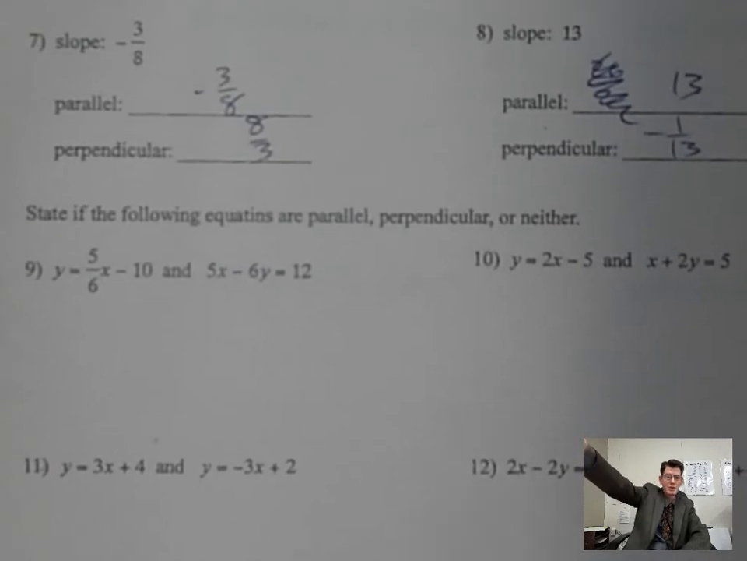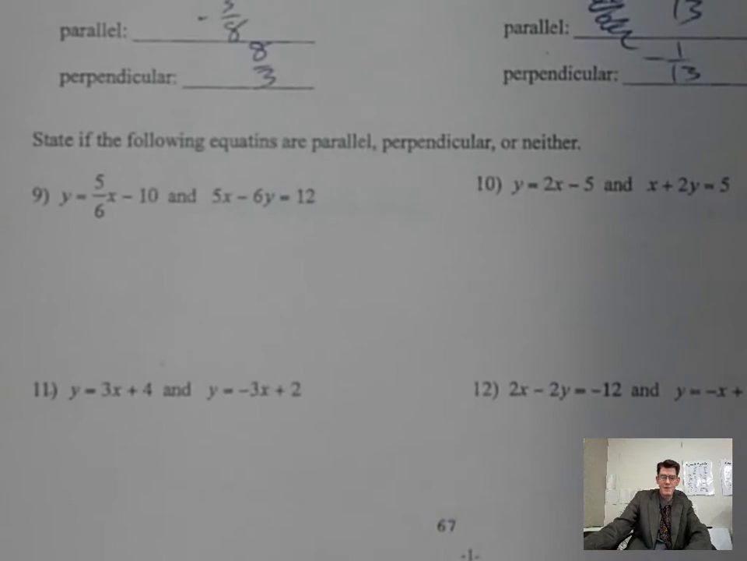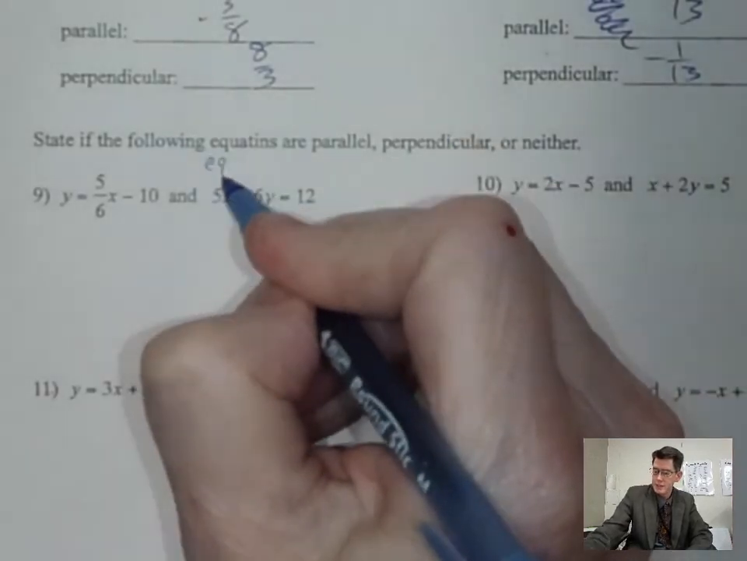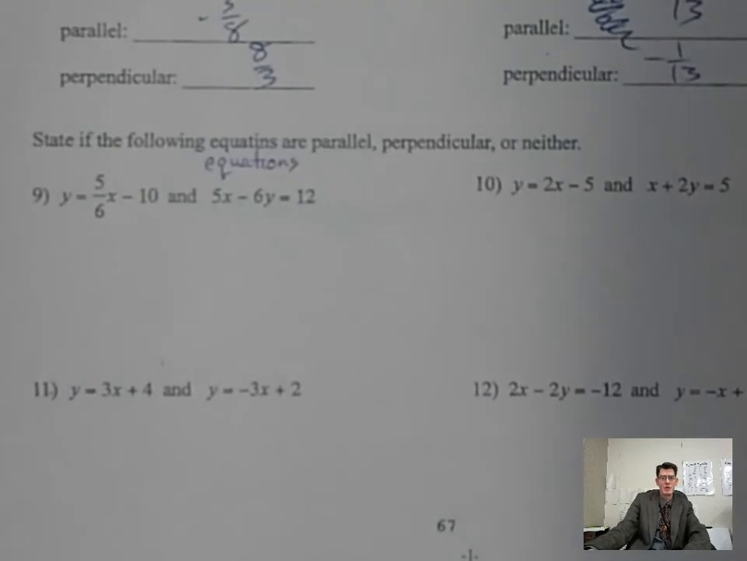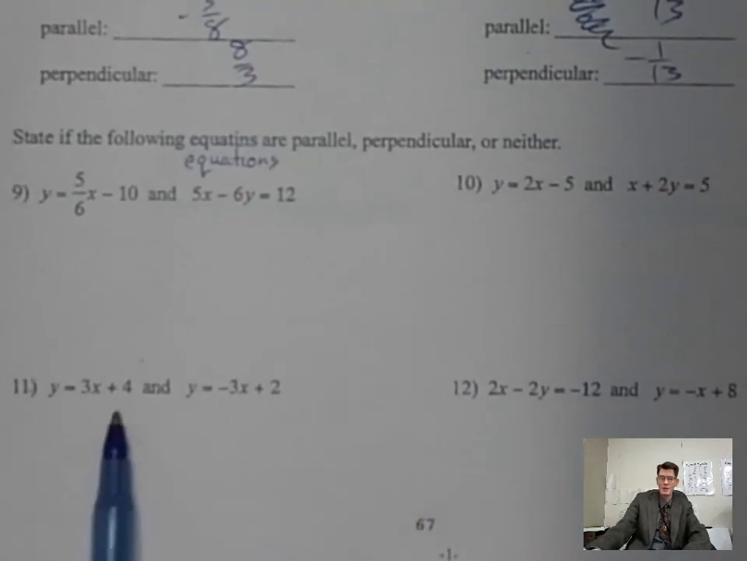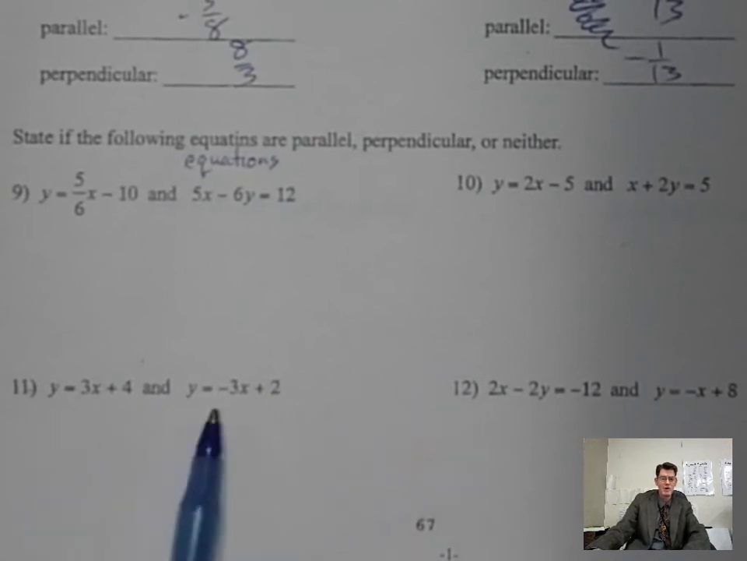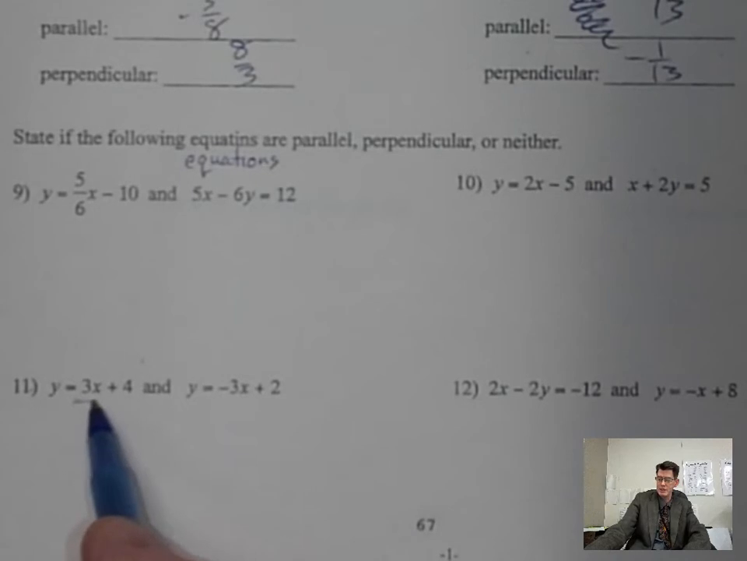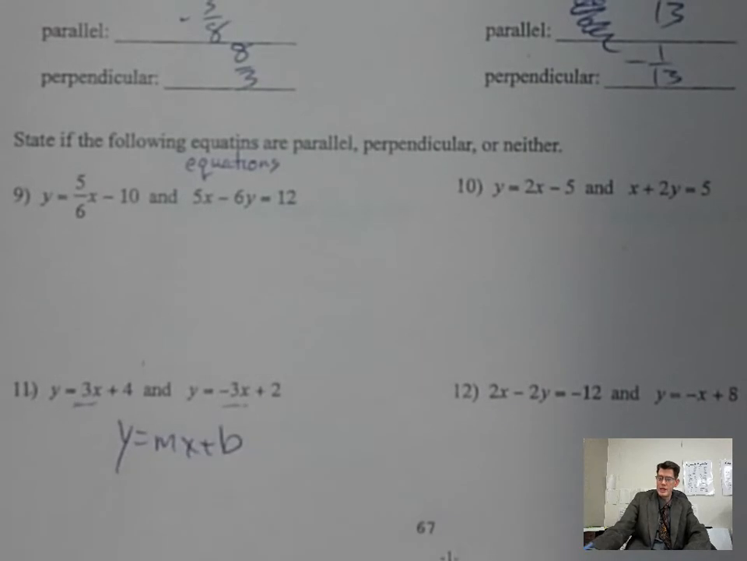Okay, on these next ones, state if the following equations are parallel, perpendicular, or neither. So we look through them, and one of the test-taking strategies is do the easy ones first. These two right here, they're already in slope-intercept form, so I can see the slope, it's right there. With y equals mx plus b, it's already in the format, so I can just look, 3 and -3.